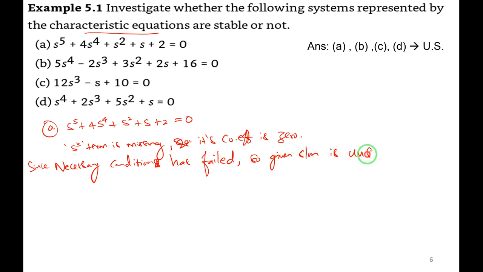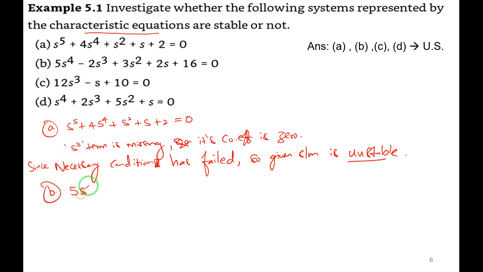Very much clear, right? If the necessary condition fails, the given system is unstable. No need to go for further proving the sufficient condition, either by solving for the roots or by the Routh criterion. But if the necessary condition is satisfied, you have to find out. Then part B, we will take up the second one.